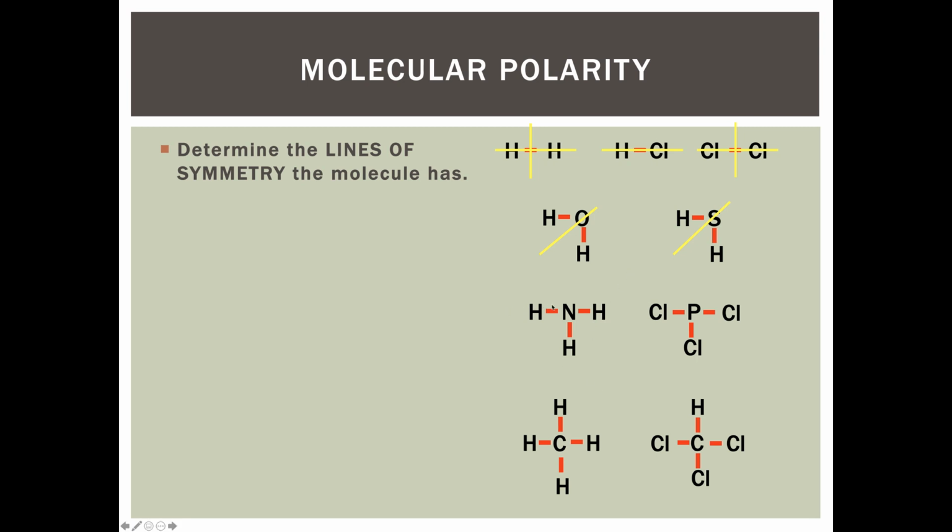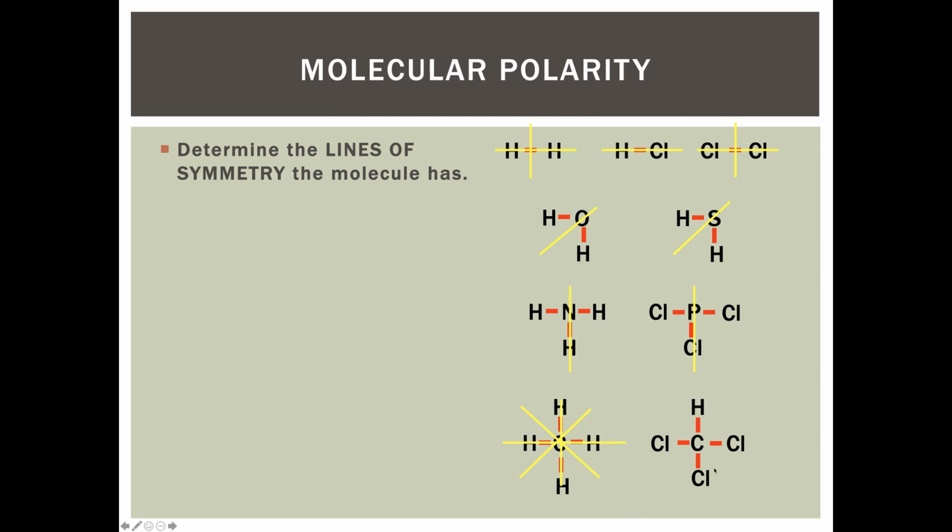NH3, can you cut it this way? No, because you won't reflect the H on the other side of that line of symmetry. The only symmetry ammonia has is straight up the middle. Same with phosphorus trichloride. What about methane? Well, you can cut it this way, or even diagonally. Methane has four ways that you can cut it so that it's a mirror image on both sides. Therefore, methane is a very symmetrical molecule.